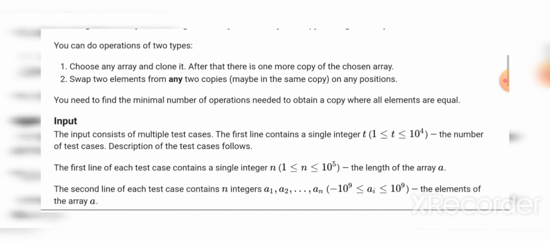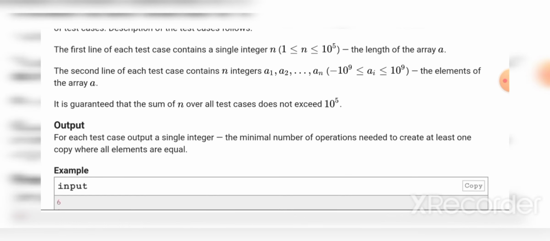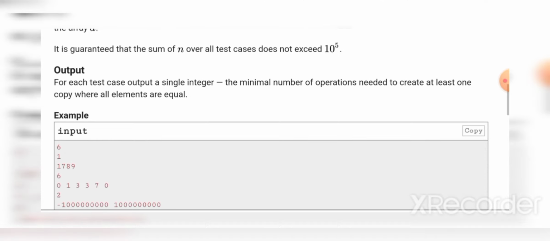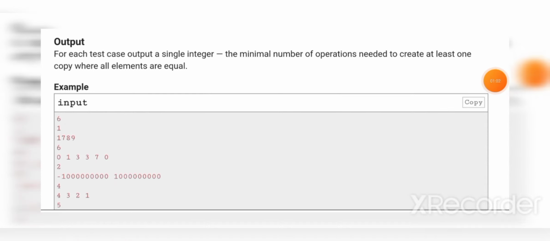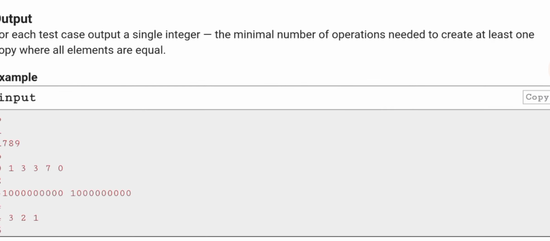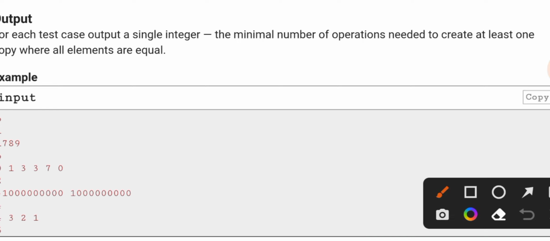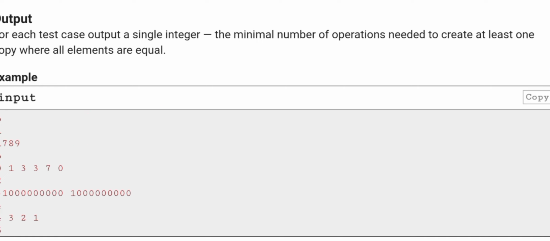You need to find the minimum number of operations needed to obtain a copy where all the elements are equal. So basically we have to create an array from the given array such that all the elements of the final array will be equal. In test case one, we have to perform zero operations, since the condition is already fulfilled. Let's try the second one.